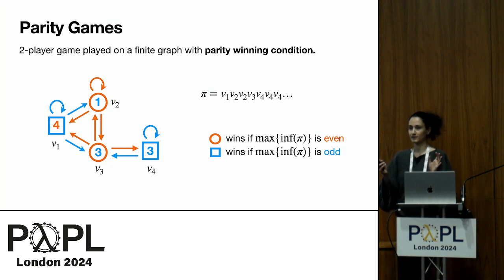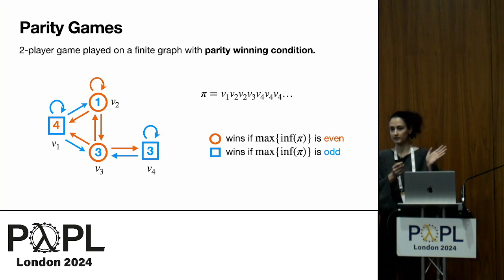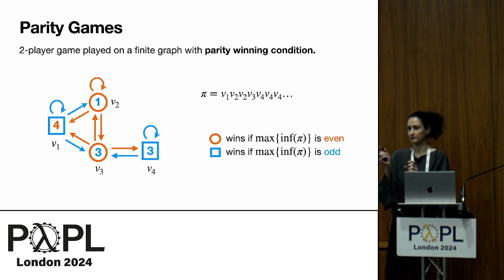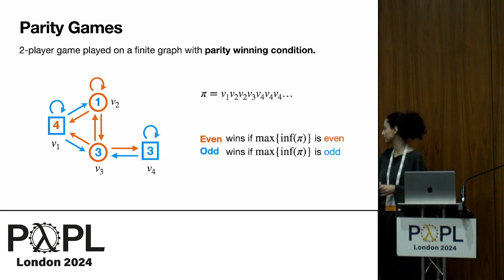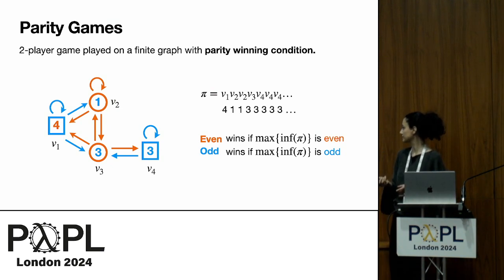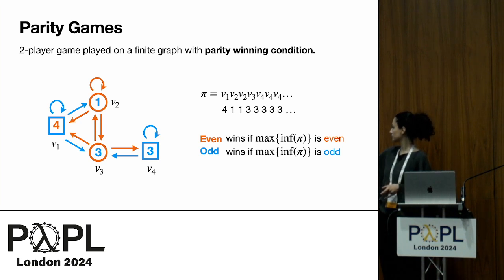So this means that we get a play, we look at the nodes that are visited infinitely often, then we look at the priorities of each one of them, and we look at the maximum of these. If this is even, then the circle player wins, and if this is odd, then the square player wins. And that's why we also call these players the even and odd players sometimes. And if you look at this play that we have just constructed, the only node visited infinitely often is V4. So the maximum priority seen infinitely often will be 3, and therefore the odd player, or the square player, will win this play.